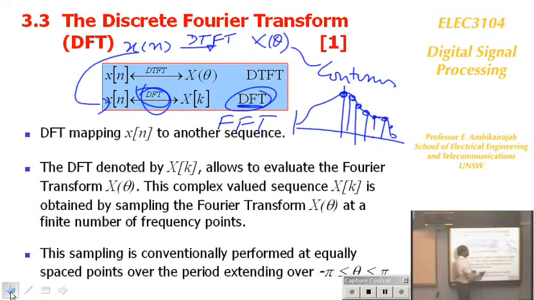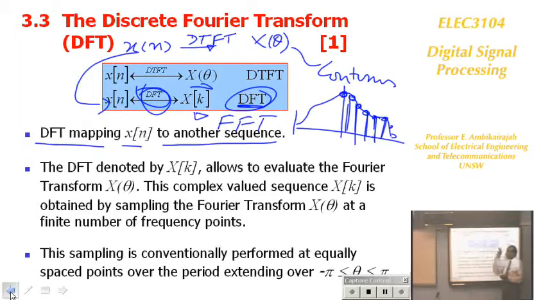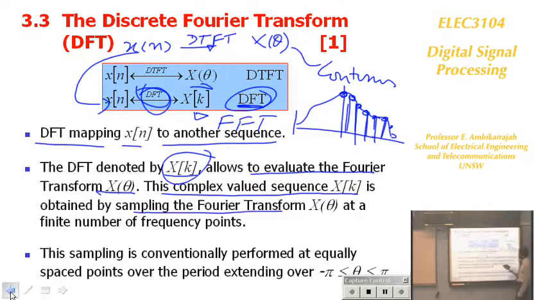DFT is the transform, discrete Fourier transform, right? So DFT is mapping xn to another sequence. When you finish DFT, you get xk's. So from a time sequence, you are getting not a continuous, but frequency values, discrete values. DFT denoted by xk allows you to evaluate the Fourier transform x theta. This complex value sequence xk is what is obtained by sampling the Fourier transform x theta.